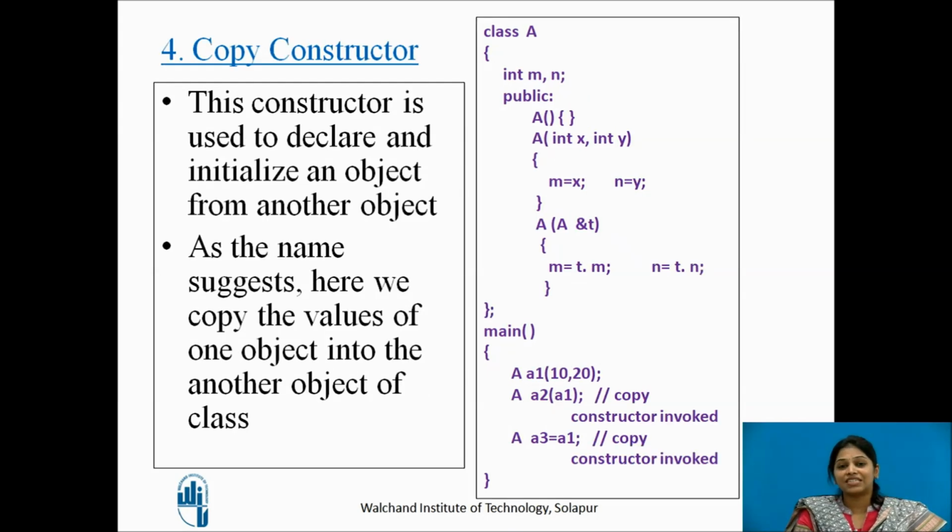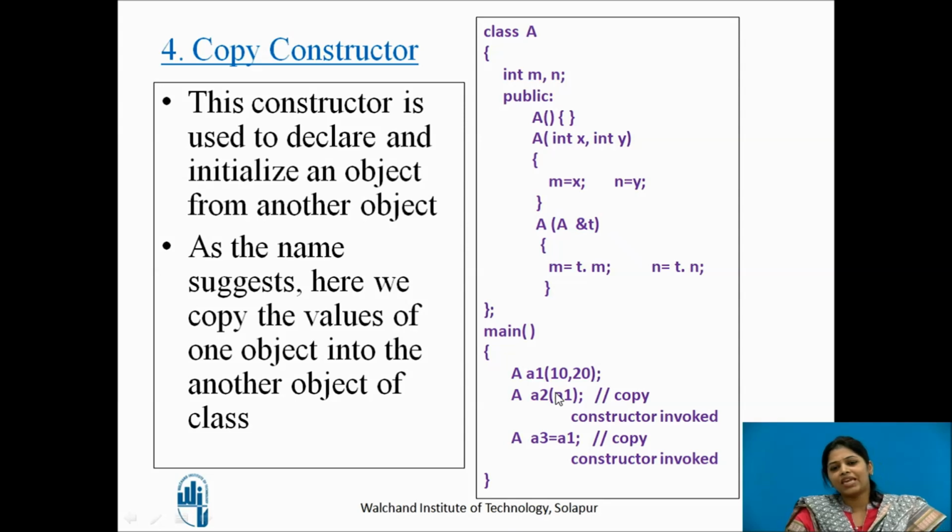The last type of constructor is the copy constructor. This constructor is used to declare and initialize an object from another object. As the name suggests, here we copy the values of one object into another object of the same class. To understand more about the copy constructor, let's take an example. A class A has been declared having data members m and n in the private section of the class, and in the public section there are two constructors, a parameterized constructor and a copy constructor.